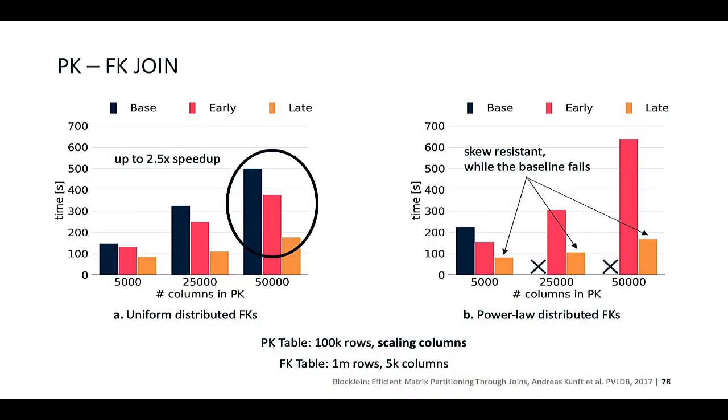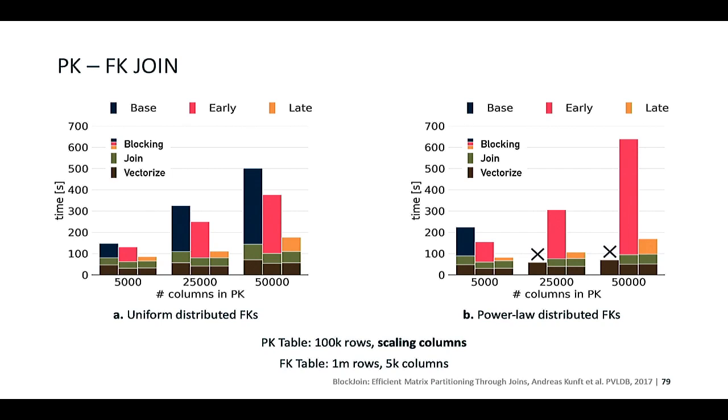What we can see, if we scale the number of columns in the primary key table, is that we achieve up to 2.5x speedup for the late materialization. And even though the early materialization is not the best method, we are still better than the baseline, which is basically the approach I showed you in the very beginning. What is also very interesting on the right-hand side, when you have power law distributed keys, is that the baseline basically fails to execute after the initial scaling factor of 5,000 columns because too many keys end up on the same node and we run out of memory. On the other hand, the late materialization is basically not affected at all by skewed data because we do not have to materialize.